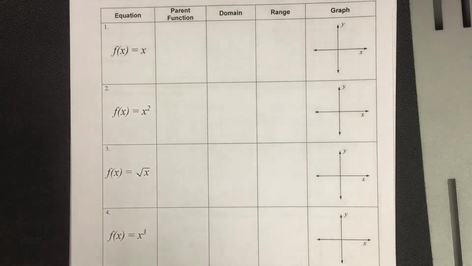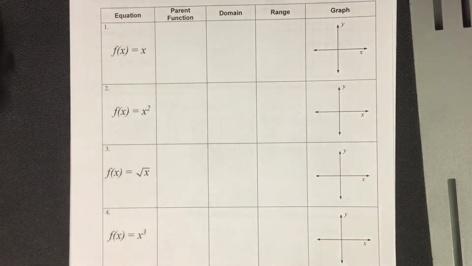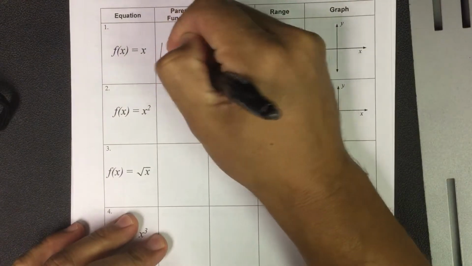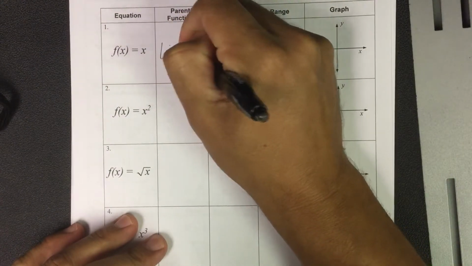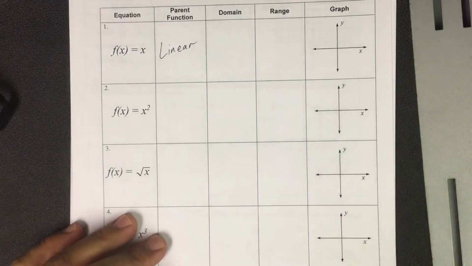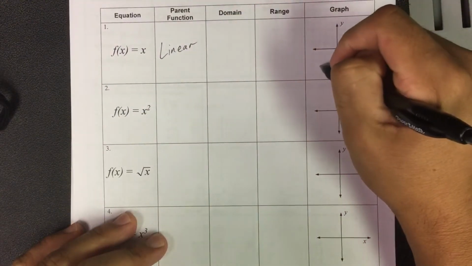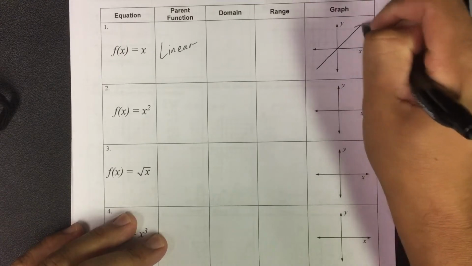Okay, so on these, we are naming each of the parent functions, and then we're going to draw a graph of them, and then we will look at the domain and range, okay? Domain and range being in both ways. Now, this one's the one you should have learned in Algebra 2. It's the linear function, okay? Straight lines. The linear function, the original y equals x, looks exactly like this.